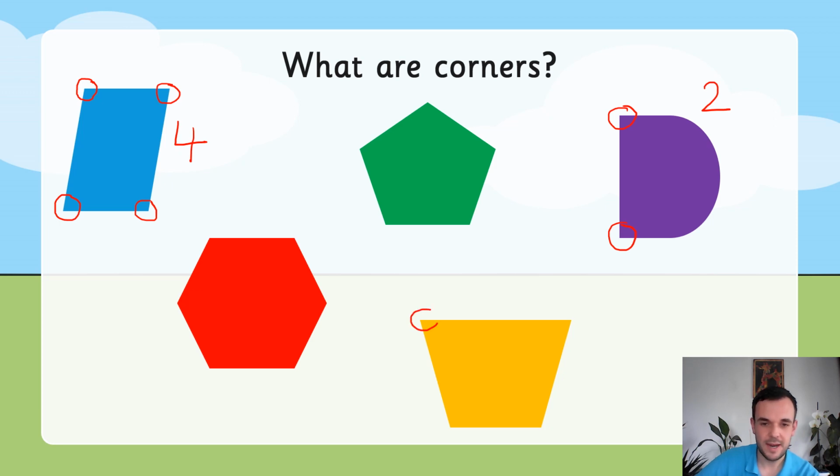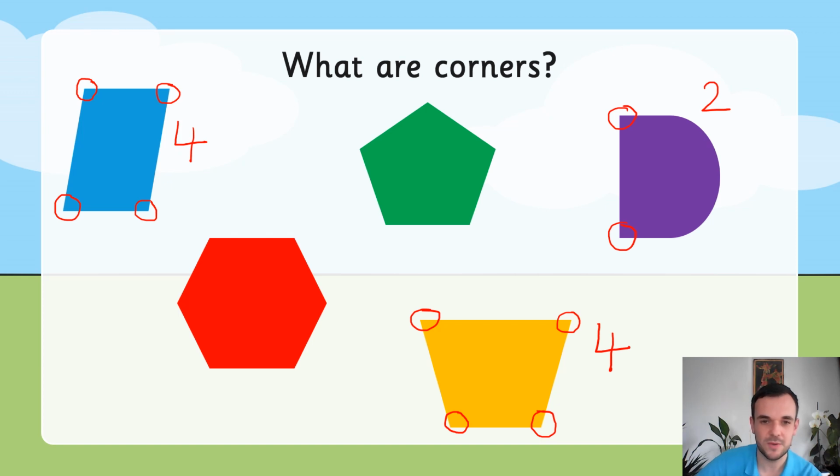Well, I can see 1 here, 1 here, another pointy corner here, and another pointy corner here. So this yellow shape has 4 corners as well. Let's have a look at the green shape. How many corners can you see on the green shape?